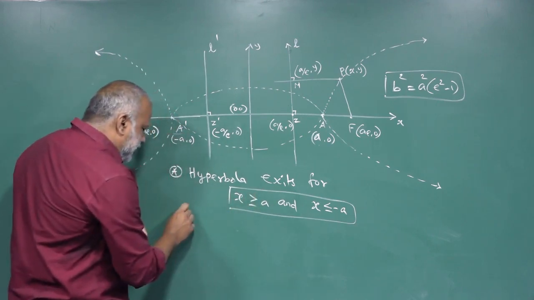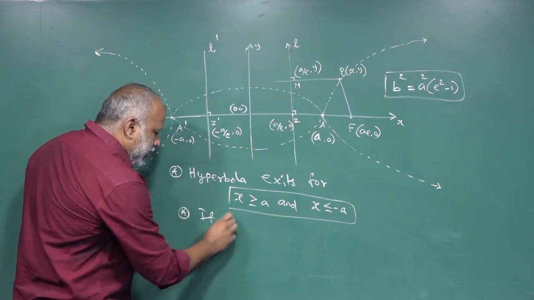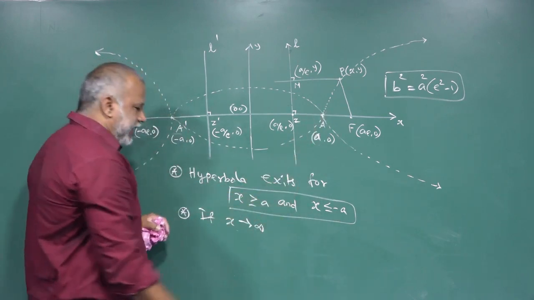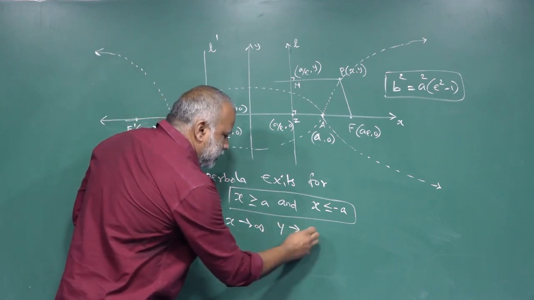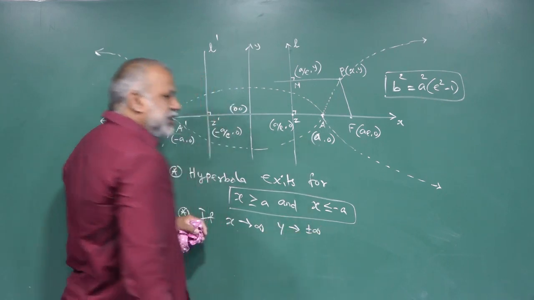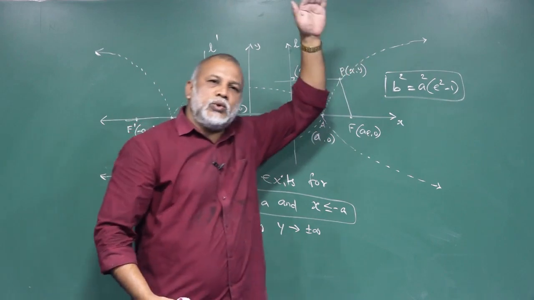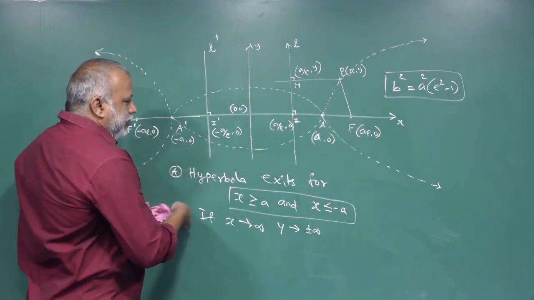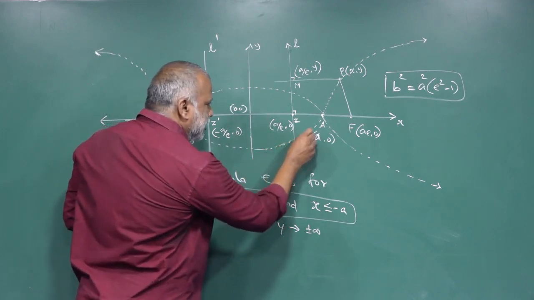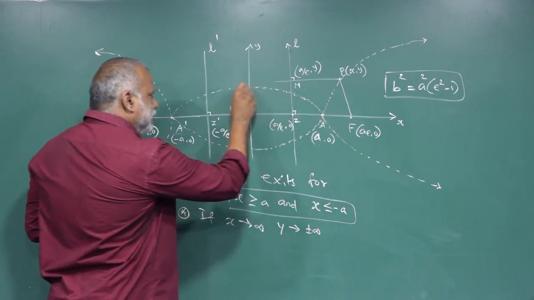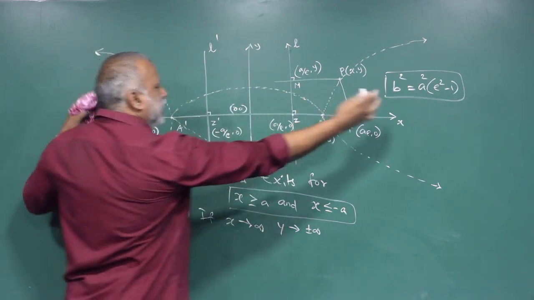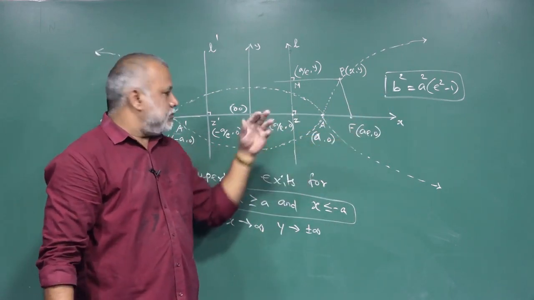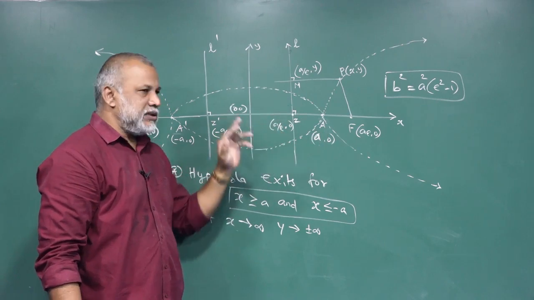Therefore, if x tends to infinite, y also tends to plus or minus infinite. That means the curve branches out to infinite. Up to infinite side it is moving. Here also moving. But in between, ellipse is placed. This is the ellipse. This is the hyperbolic diagram. So see the concept. F, A, Z.